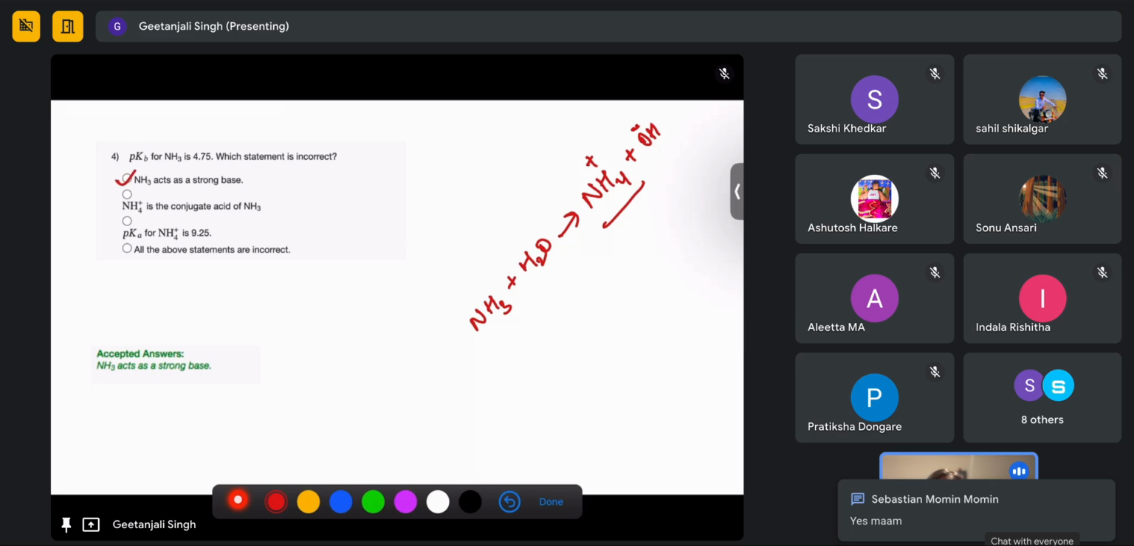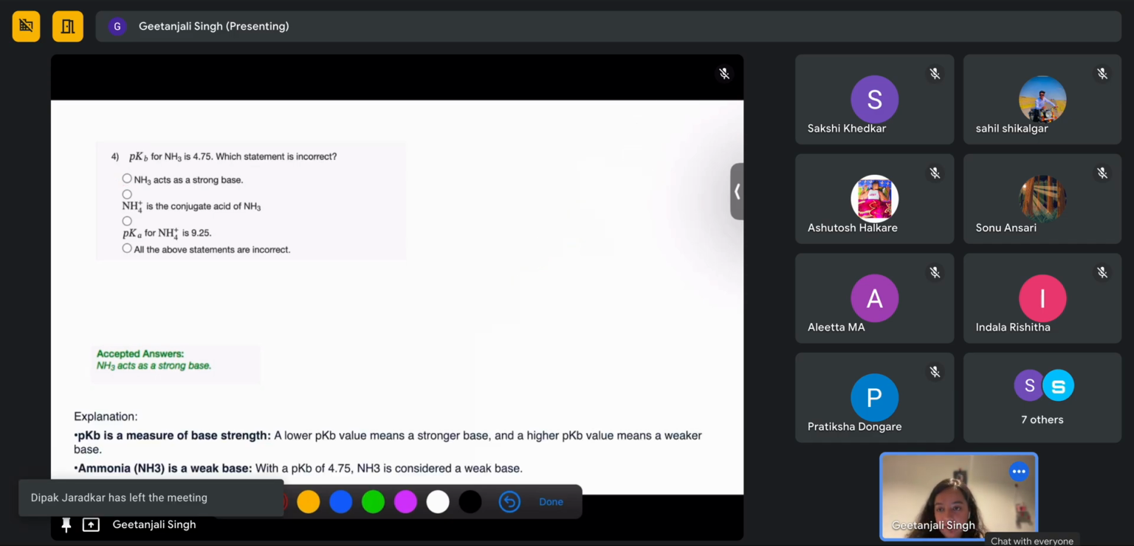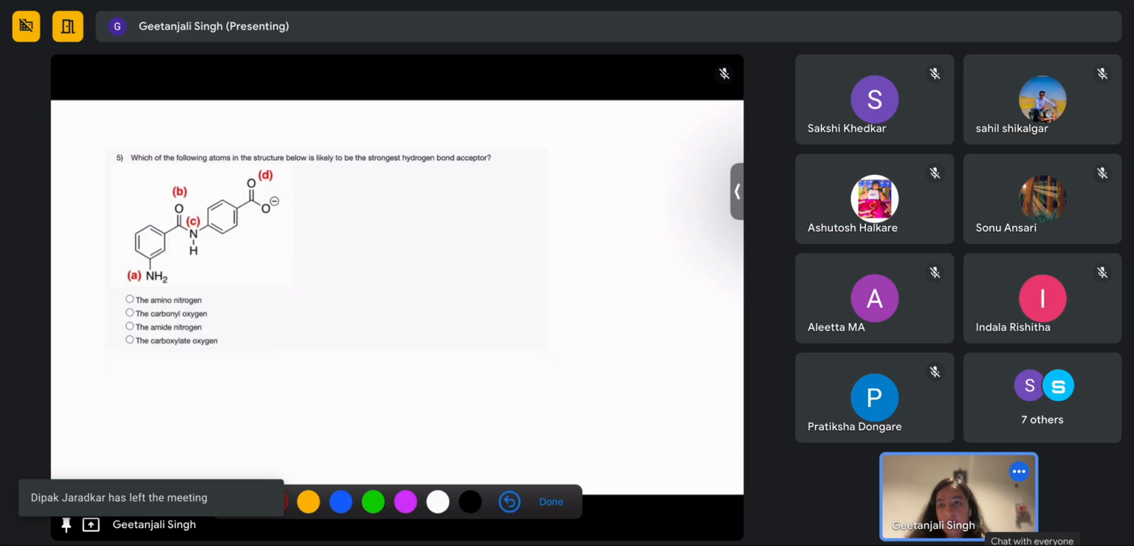So option A here is incorrect. NH3 is not a strong base, it's actually a weak base, and the rest of the options are correct. Now, let's move on to the next question.